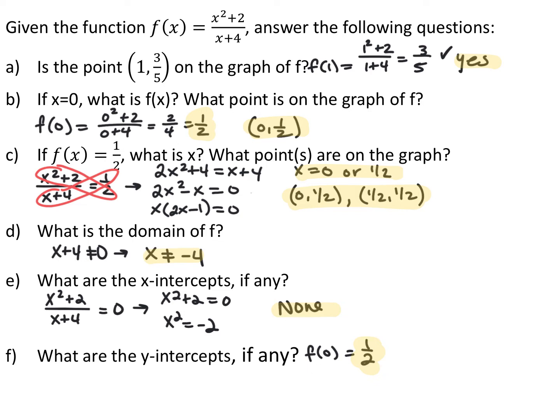B says, if x equals 0, what is f of x? So I plugged in 0. I got 0 squared plus 2 over 0 plus 4, so 2 over 4 or 1/2. And then what is the actual point on the graph? (0, 1/2), so kind of two different ways to ask the question.